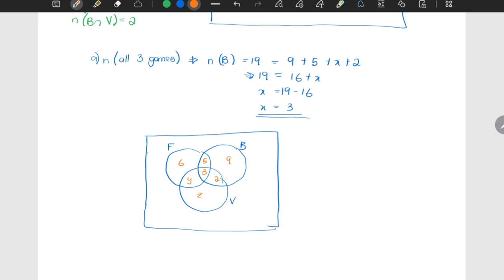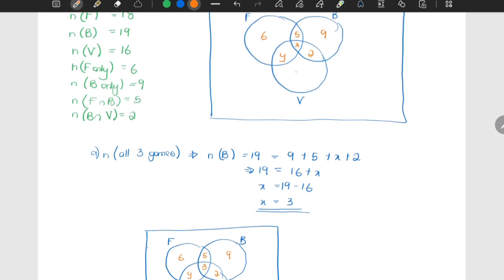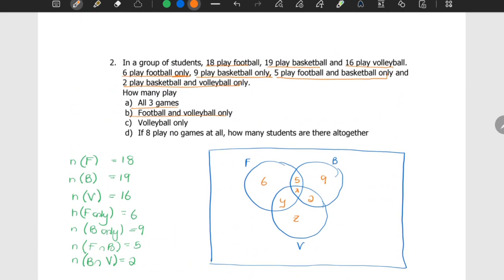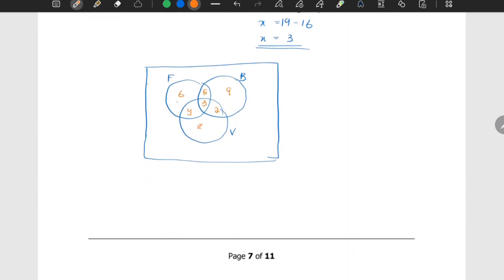So maybe we put this as a Z right here as well. The next question says football and volleyball only, which is the Y. So football intersection volleyball, that's what football and volleyball only means, which is Y.